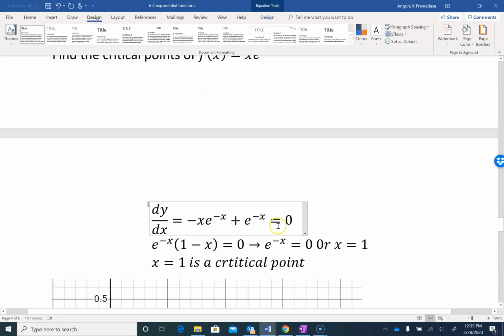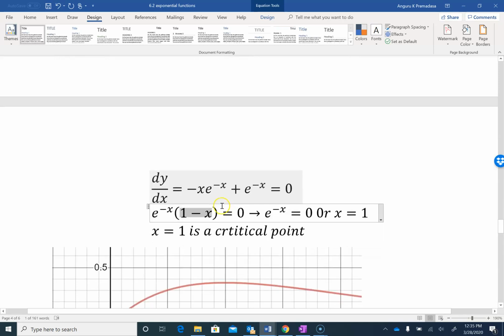Then when you take out e to the negative x, you get 1 from here, and you get a negative x from here. So you get e to the negative x times (1 minus x) is equal to 0. So either e to the negative x is equal to 0, or 1 minus x is equal to 0, which means x equals 1. But we know that e to the negative x is a decay and it has a horizontal asymptote at 0, so it's never really 0.